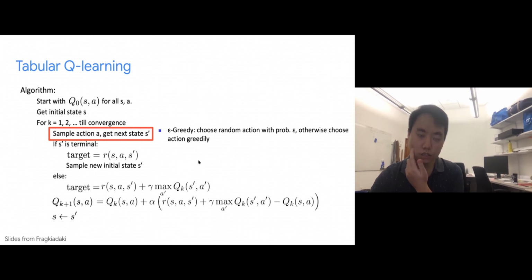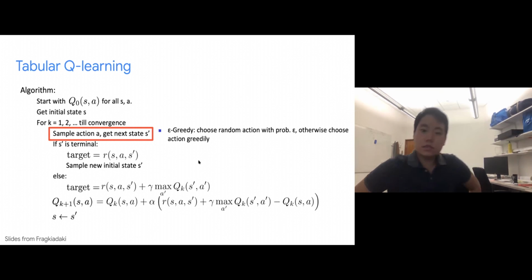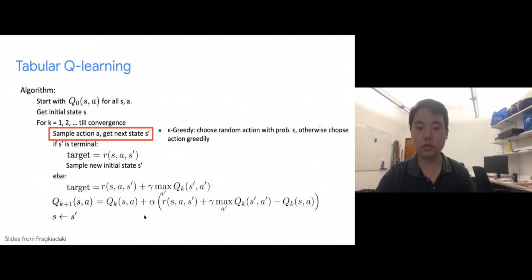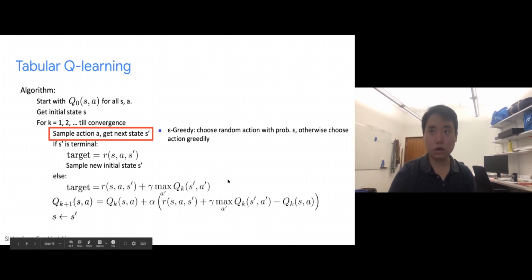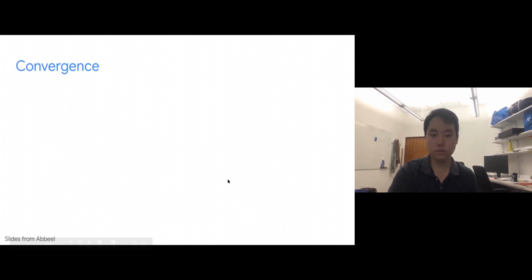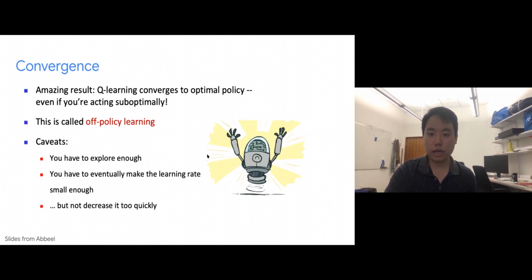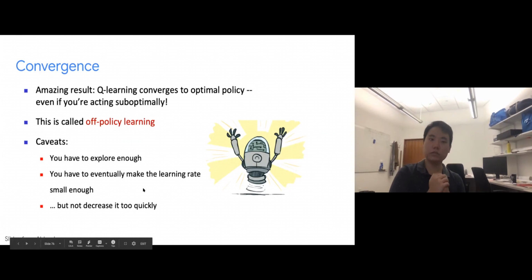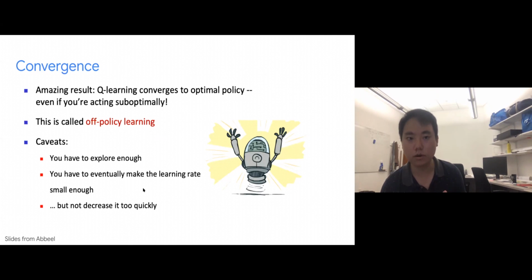So this is essentially our next algorithm. This is a very simple extension of our policy and value iterative methods, so that instead of computing the expectations exactly, you're just taking a bunch of samples and computing these expectations approximately. And this is a slide from Berkeley's class. And the amazing result is that this actually converges to your optimal policy, even if you're acting suboptimally.